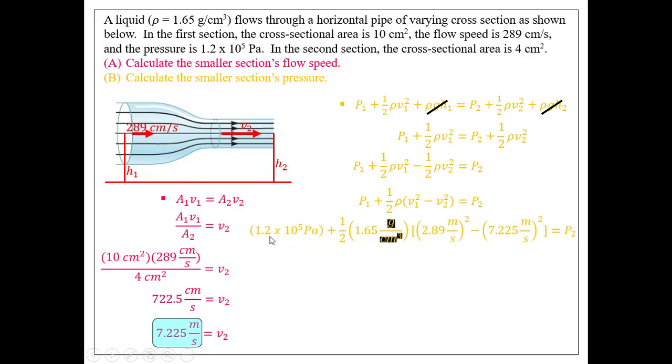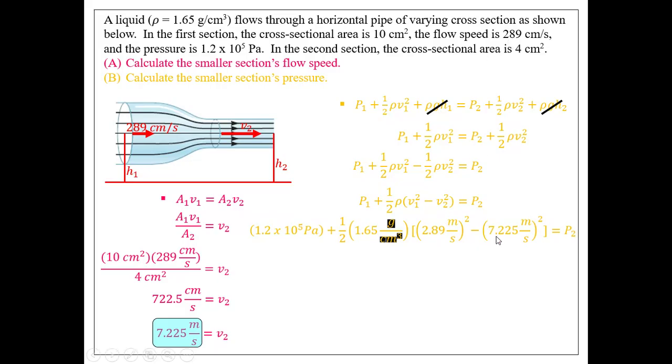P1 is given to us, 1.2 times 10 to the 5th Pascal, and then 1/2 carried down, and then the density of this particular fluid is given as 1.65 grams per centimeters cube. You notice here I highlight in black. That's because here we have units of meters per second, but here we have grams per centimeters cubed. So you can see units don't quite match up. So make sure you pay attention to units, okay? V1, I'm just going to go ahead and plug in, that's 2.89 meters per second. The problem gives us 289 centimeters per second, but I can simply convert that to meters per second just by dividing by 100, because there's 100 centimeters for every meter.